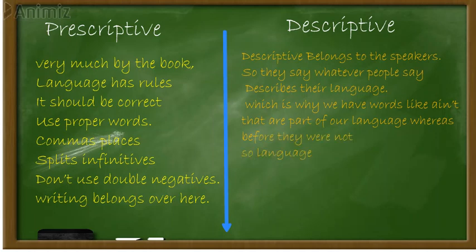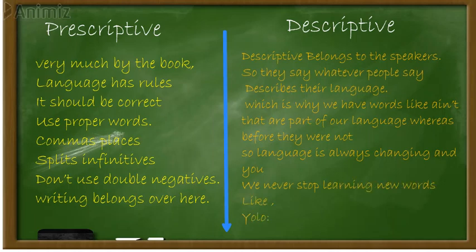So language is always changing, and you never stop learning new words like YOLO, you only live once. So if you think language should have certain rules, you are on the prescriptive side. But if you think however I speak is how the language should be, or however the majority speaks is how language should be, you are on the descriptive side.